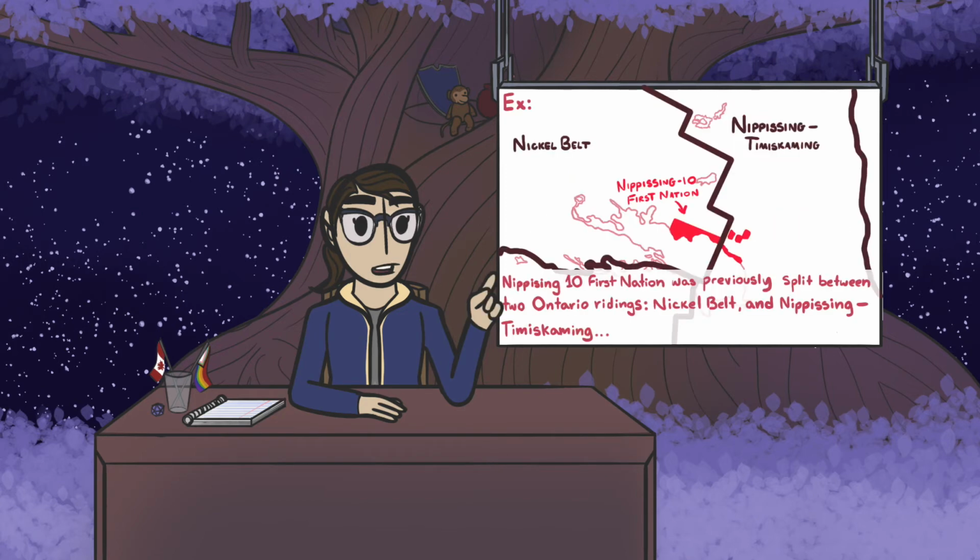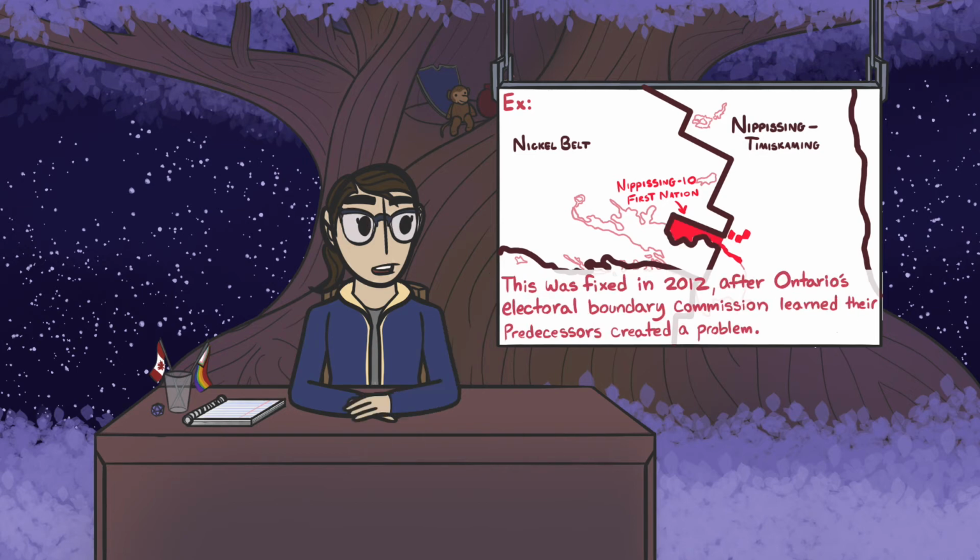For example, a big goal when designing ridings is to ensure that First Nations reserves don't get split between ridings, as such a division would diminish the voting power of that Indigenous community between multiple ridings.